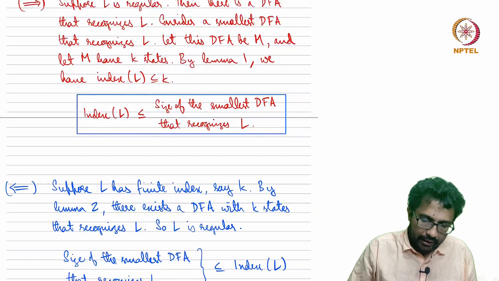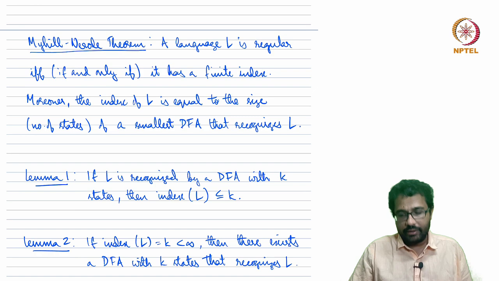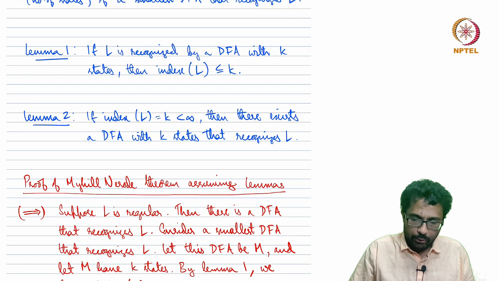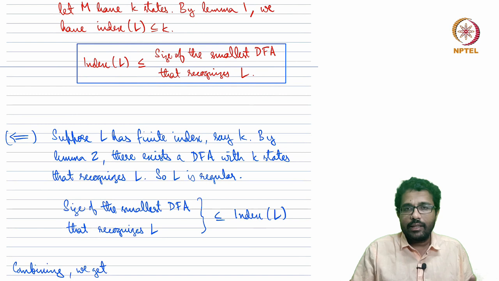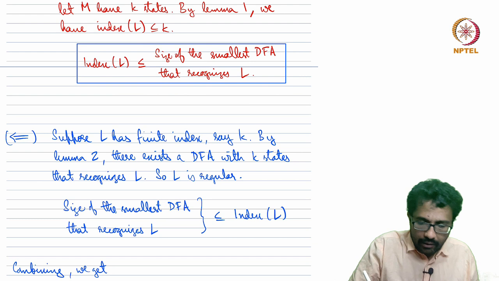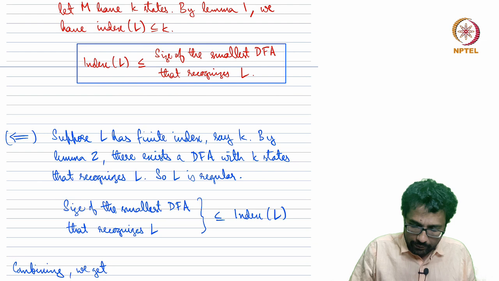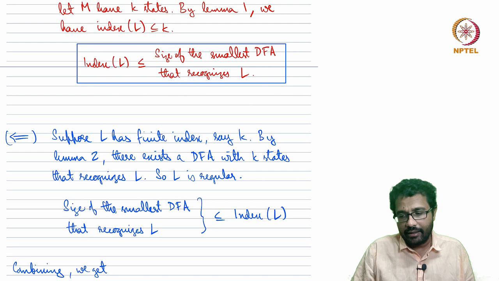Now the second claim, the other direction, is the opposite. If it has a finite index, we want to show it's regular. Suppose it has a finite index, let's say k. Now lemma 2 says that if it has a finite index, then there is a DFA with k states. So there is a DFA with k states, which means L is regular. And further, we have that the size of the smallest DFA is at most k, which is the index. So again, I'm just writing that down.